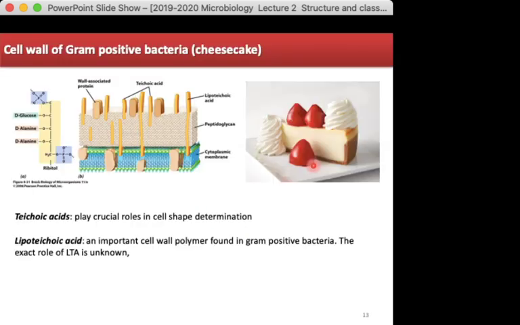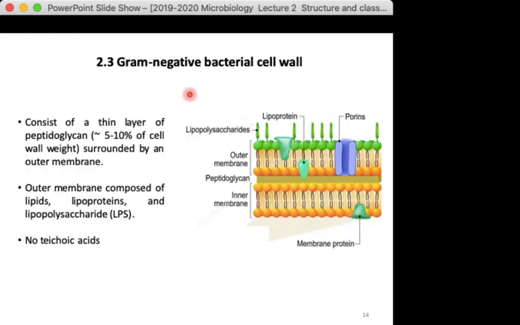So generally speaking, the gram-positive bacterial wall looks like a cheesecake. You can take a cheesecake after the lecture today. This cheesecake looks like multiple layers of peptidoglycan. Teichoic acid serves to maintain the cell shape, and lipoteichoic acid is important for the cell wall. Right, so that's it for the gram-positive bacteria.